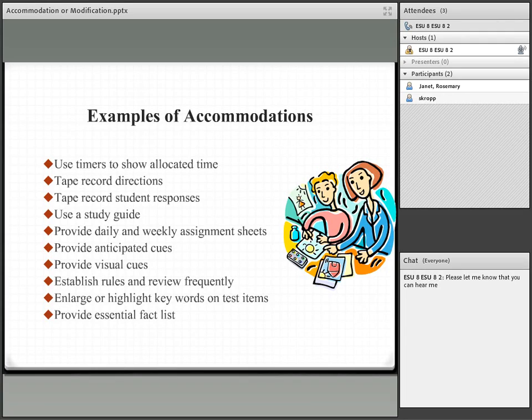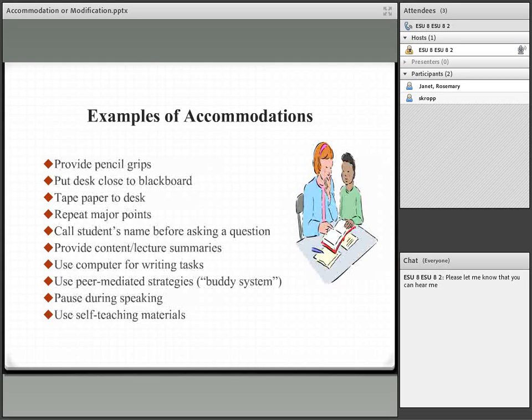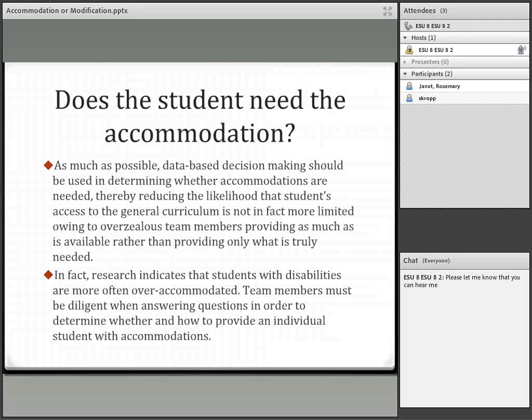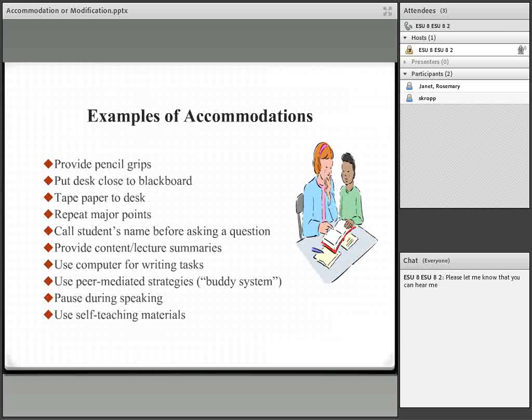So I'm not going to read through these exactly, but you can see some things on there like visual cues, use timers to show how much time the student has left to complete an assignment or a test, repeating major points, taping a paper so it doesn't move around for the students, pausing during speaking, making sure that you have their attention, are all types of accommodations.